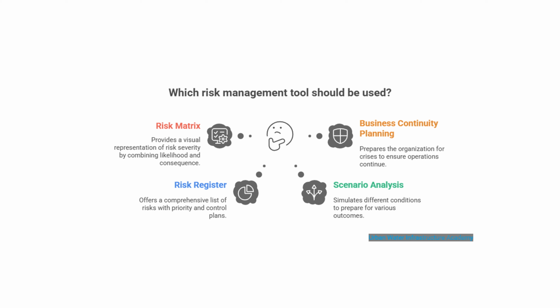Risk management tools. Risk matrix: likelihood multiplied by consequence. Risk register: listing all risks with priority and control plans. Scenario analysis: simulating different conditions. Business continuity planning: preparing for crisis.